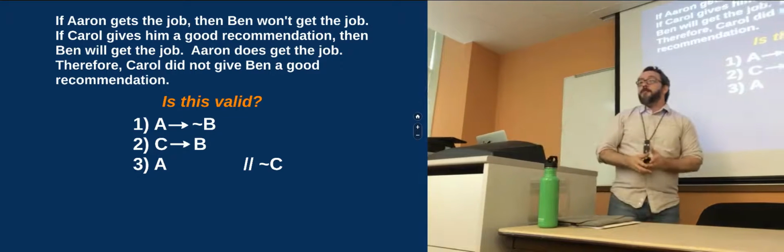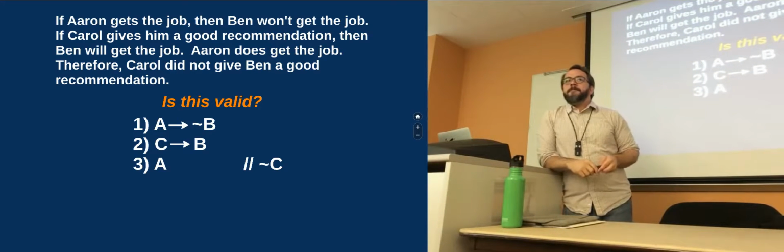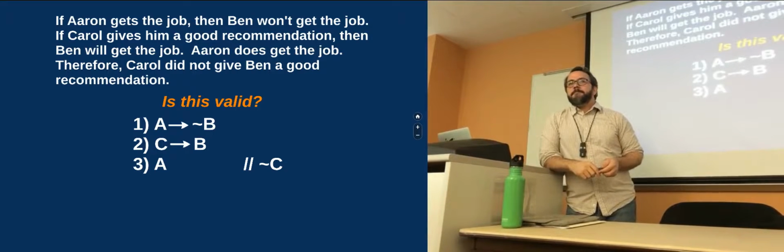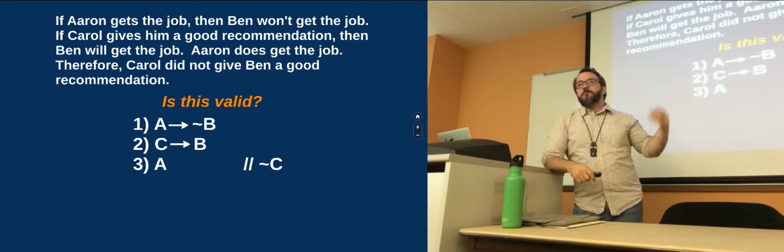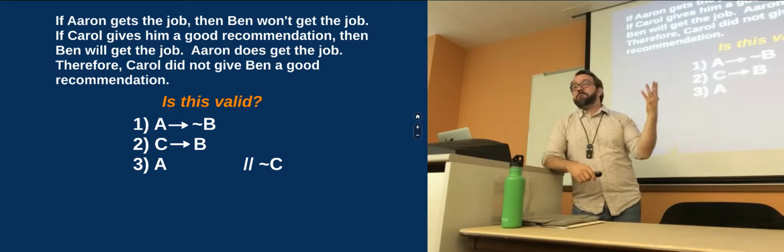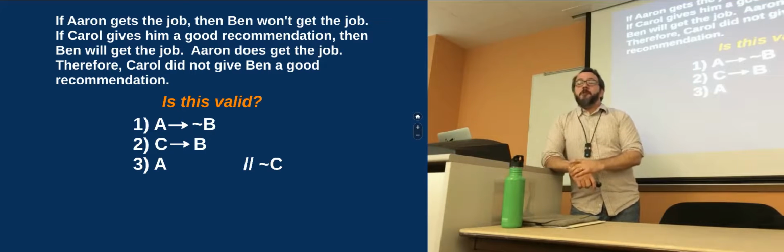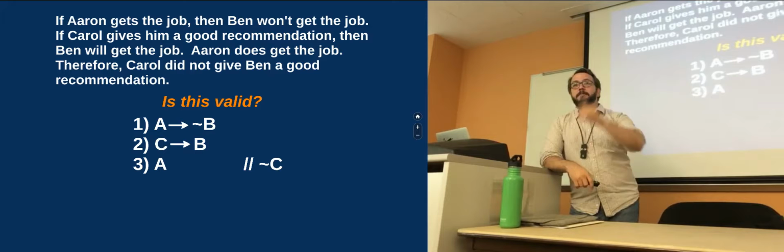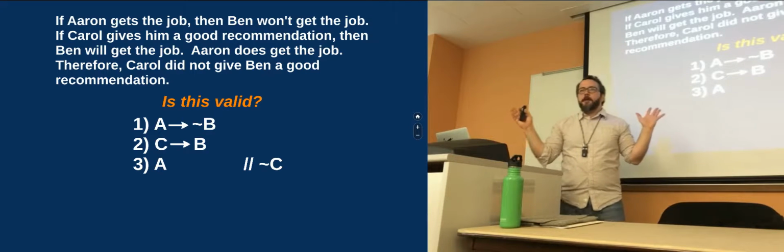Can I do a disjunctive syllogism right now? What do I need for a disjunctive syllogism? I need a disjunction, right? I need an or statement. Do I have any? Nope. So by process of elimination, take that one off the list too. Can I do a modus ponens or a modus tollens? Yeah, James. I can do a modus ponens. What can I do a modus ponens with?